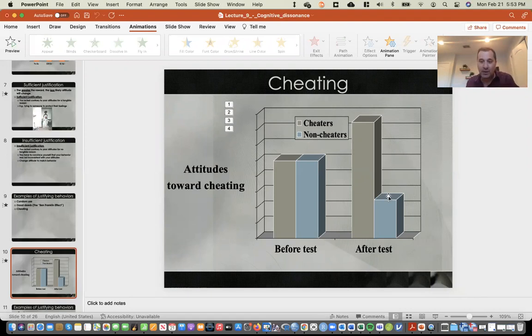And that's what I meant at the beginning of this section, when I said that under some circumstances, not only do attitudes lead to behaviors, but the behaviors we engage in lead us to adopt attitudes that are consistent with those past behaviors. And we do that to avoid cognitive dissonance. So if you cheat on something, suddenly you get much more accepting of cheating.